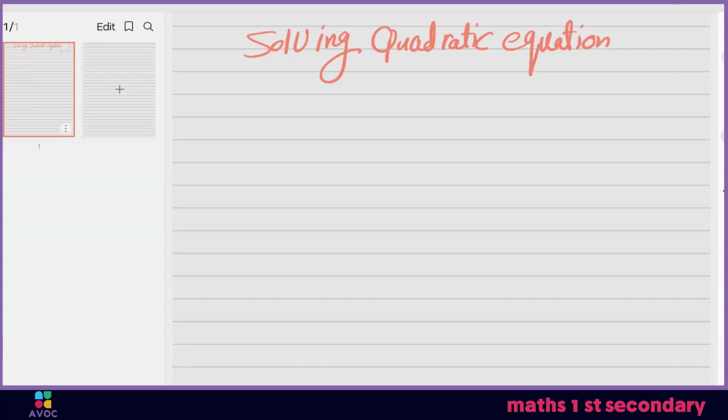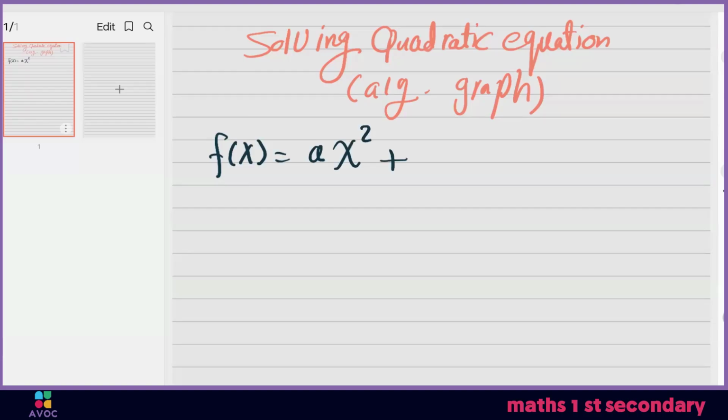Today, we will talk about solving a quadratic equation algebraically and graphically. Before we start our lesson, we will talk about the quadratic equation. The quadratic function at first, f of x equals ax power 2 plus bx plus c, is called a quadratic equation.